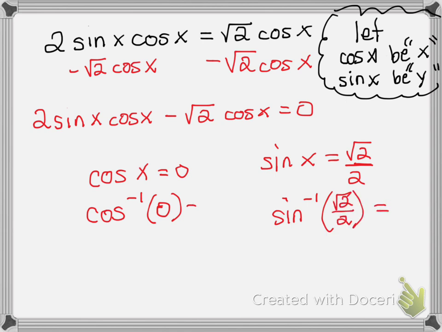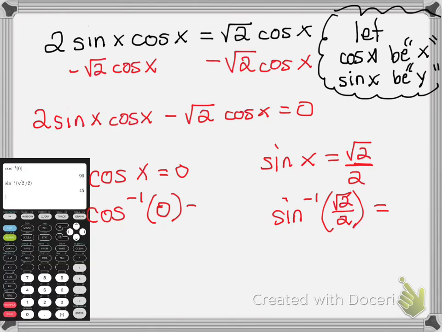Then I'll go to my handy dandy calculator. Make sure that I'm in degree mode. And when I type in cosine inverse of 0, it's going to equal 90 degrees. And when I type in the sine inverse of square root of 2 over 2, it's going to equal 45 degrees. And that's it.